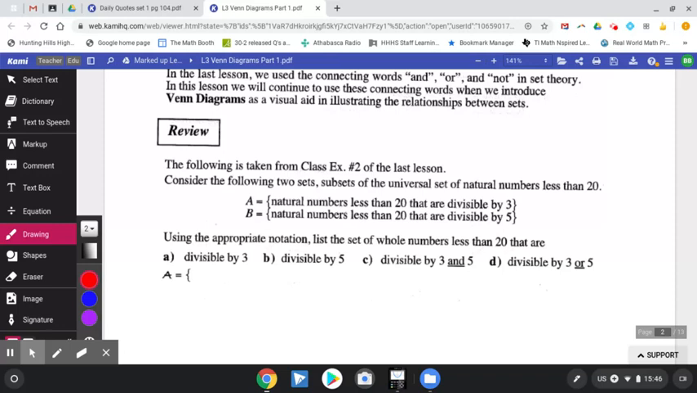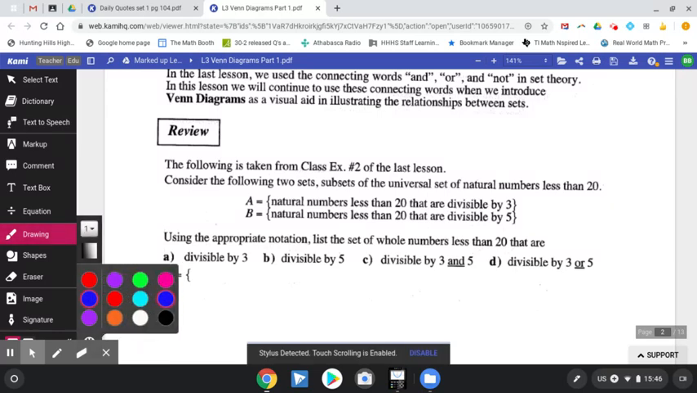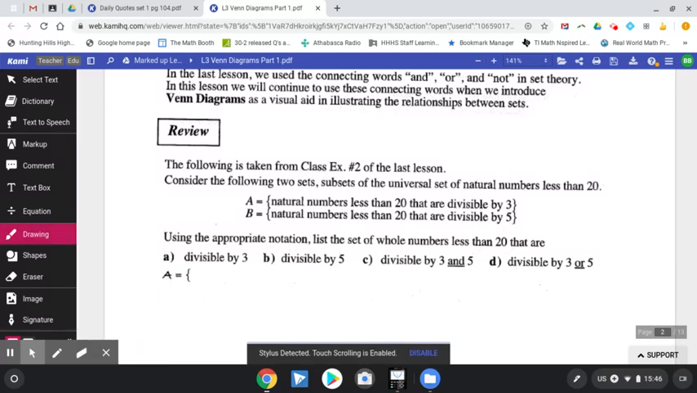All right, we are going to start here with this review question. It says, the following is taken from class exercise number 2 of the last lesson. Consider the following 2 sets, subsets of the universal set of natural numbers less than 20.